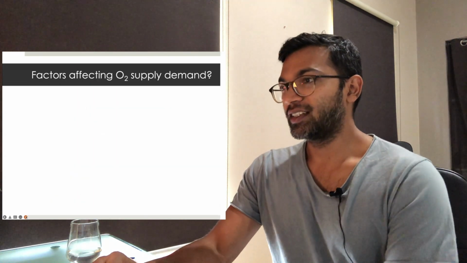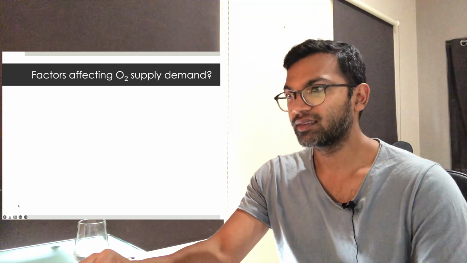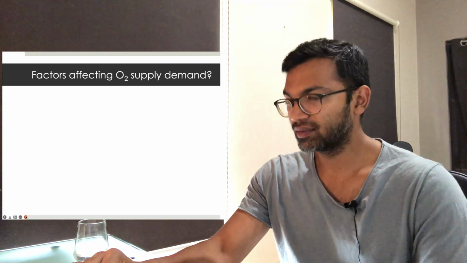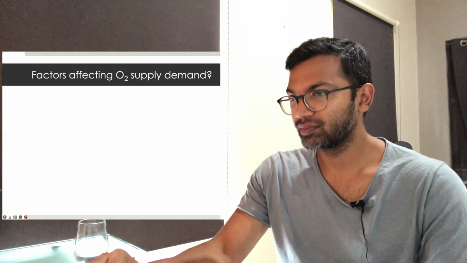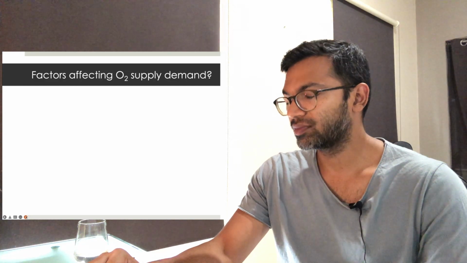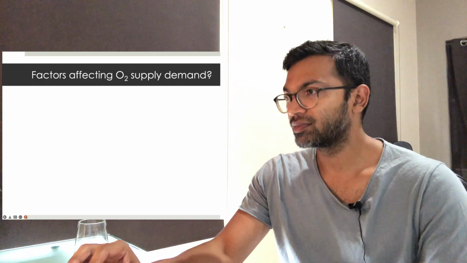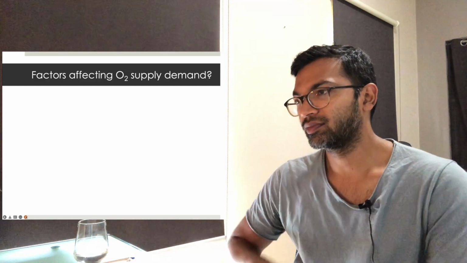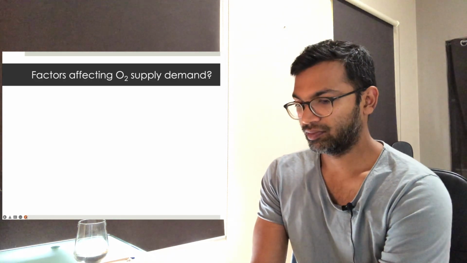What are the factors affecting O2 supply and demand? So here I've split it up into supply and demand. Starting off with supply, starting off with our flux equation: delivery of oxygen equals the cardiac output. So that'll be one factor, and therefore heart rate and stroke volume. And then our O2 content, which of course relies on our hemoglobin concentration, saturations, and FiO2.